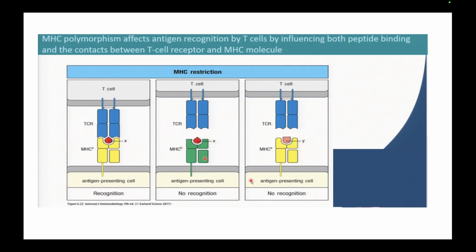Here you can see it is fitting perfectly with the MHC molecule, but it is not fitting perfectly with the TCR, so there is no recognition. Similarly, here there is a different antigen. The T cell and MHC are the same, but the antigen is different, so it is not able to bind to the T cell, and no recognition happens. So MHC polymorphism affects antigen recognition by T cells by influencing both peptide binding and the contact between the T cell receptor and the MHC molecule.